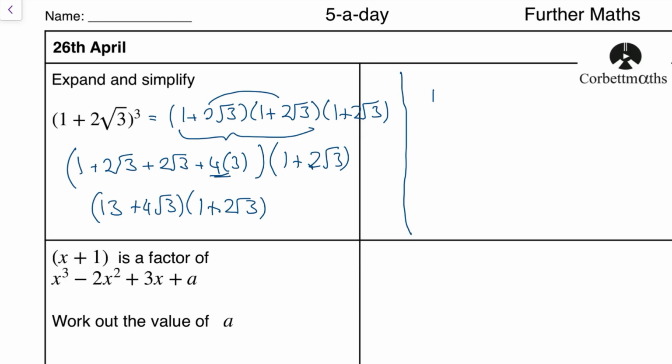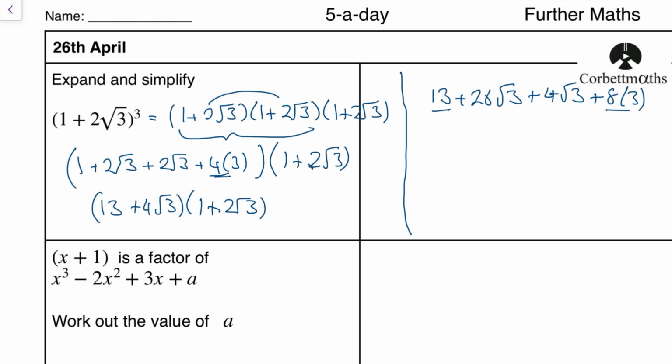So 13 times 1 is 13. 13 times 2 root 3 is 26 root 3. 4 root 3 times 1 is 4 root 3. And 4 times 2 is 8. And root 3 times root 3 is 3. It's going to give me 24, obviously. Now let's do the numbers.